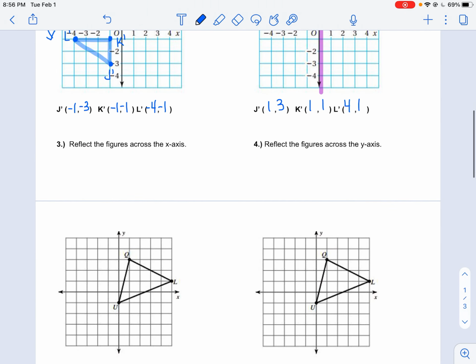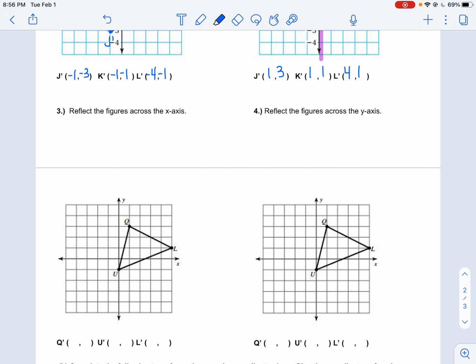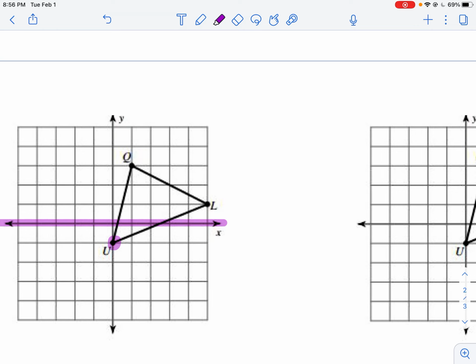Let's take a look at some new images that are not just in one quadrant. It is in multiple quadrants on the coordinate plane. So our first one, QUL, says to reflect the figure across the x-axis. So you're going to highlight x, and you're going to see that point U is reflected and it is already over that x-axis. So what do you do with it? You actually leave it as your central focal point, and I'm going to highlight that. And so the only points that are actually going to get flipped are going to be Q and L.